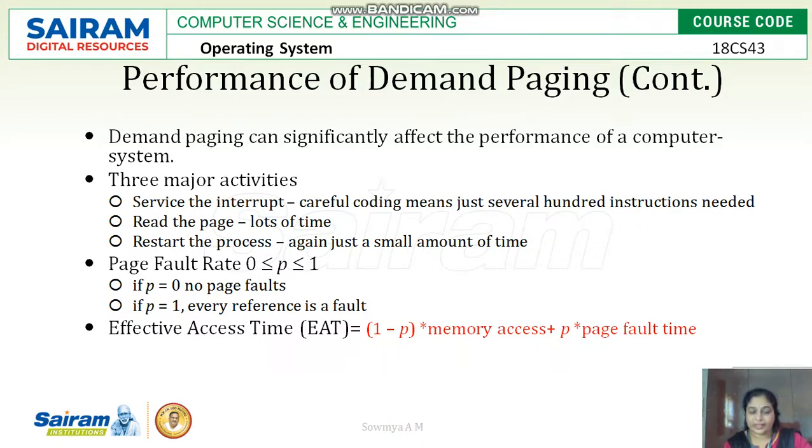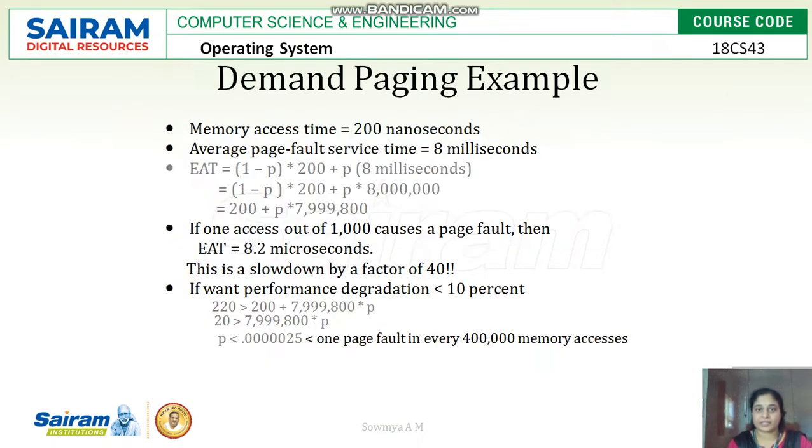So to find the effective access time, we use a formula like (1 minus P) into memory access plus P into page fault time. If it is P, then it is a page fault. If it is 1 minus P, meaning there is no page fault, then find the memory access time. So memory access time plus the page fault time will give you the effective access time of demand paging.